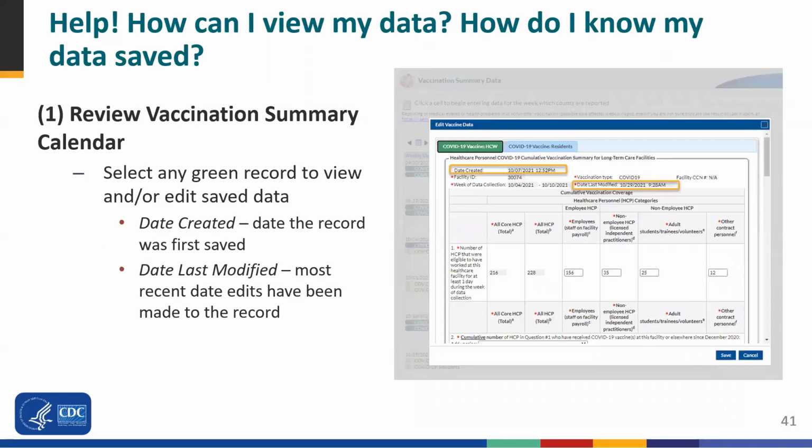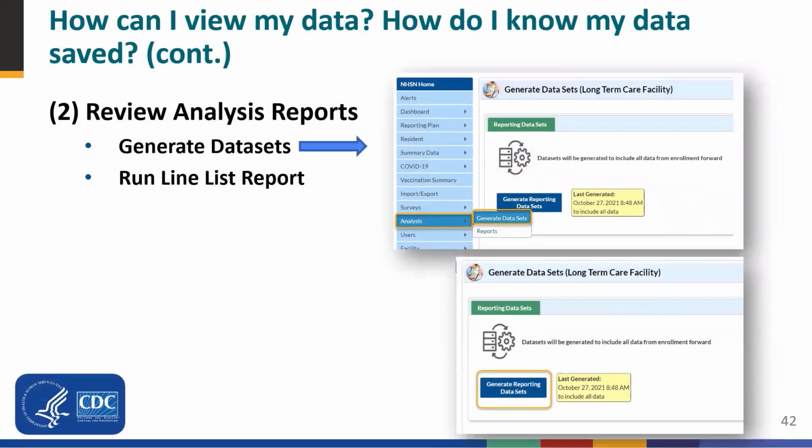Records that have been previously saved will display a date created, which indicates the date the record was first created and saved. The date last modified field refers to the most recent date edits have been made to the data in the data collection form. Line list data reports can also be downloaded using the NHSN analysis and reporting functions.